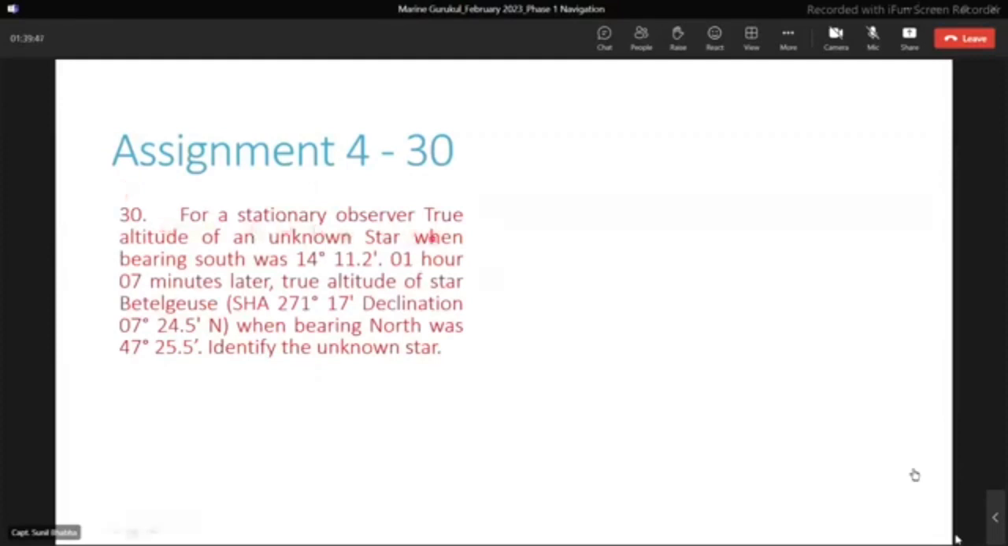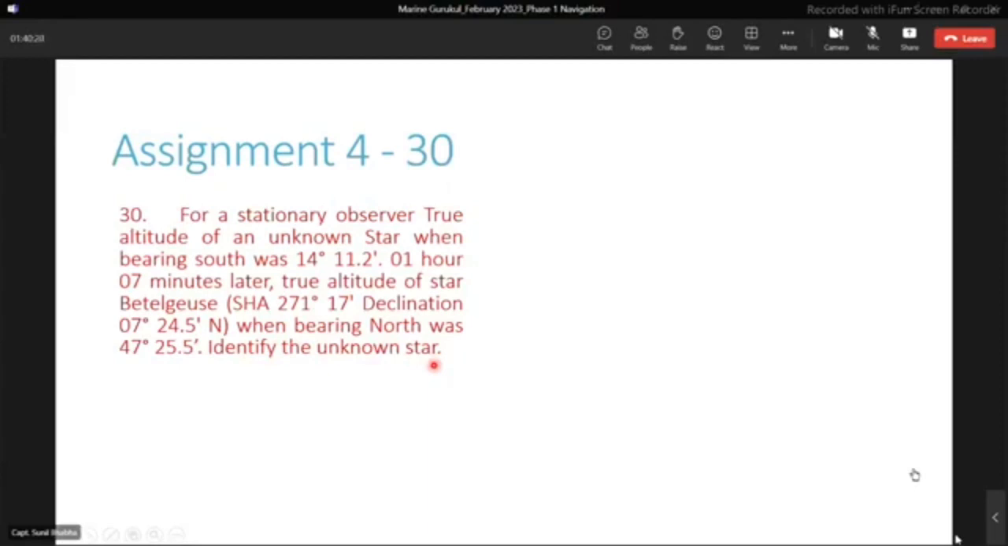For a stationary observer, the true altitude of an unknown star when bearing south was 14 degrees 11.2 minutes. 1 hour and 7 minutes later, the true altitude of the star Betelgeuse, having a SHA of 271 degrees 17 minutes and declination 7 degrees 24.5 minutes, when bearing north was 47 degrees 25.5 minutes. Identify the unknown star.